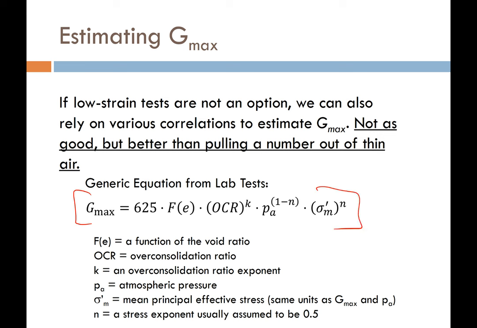And this is from a large series of laboratory tests that were performed on a wide variety of soils. And so you can see basically this equation is a function of the void ratio, of the over-consolidation ratio of the soil. K is a function of OCR as well. Atmospheric pressure, which is known or given. The mean principal effective stress, I think we'll talk about that in a second. And then a stress exponent, which we usually assume to be equal to 0.5.